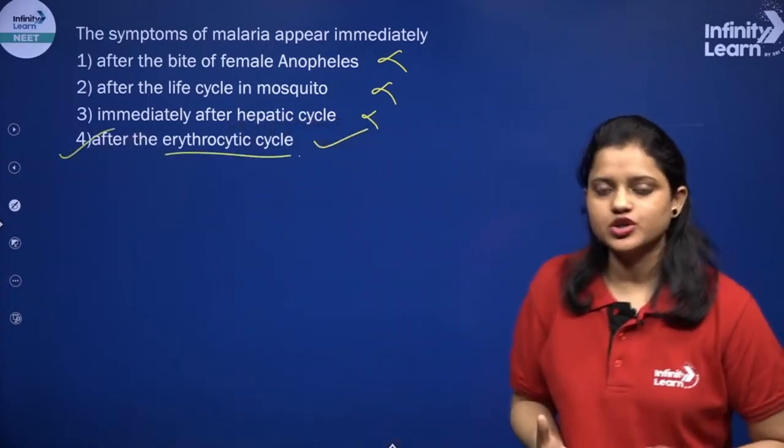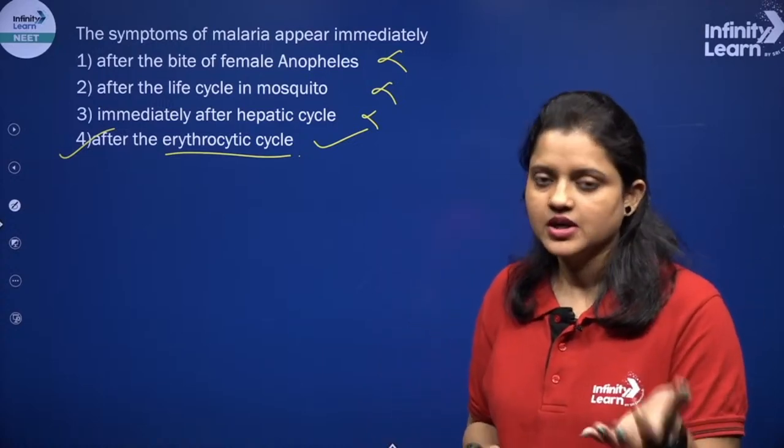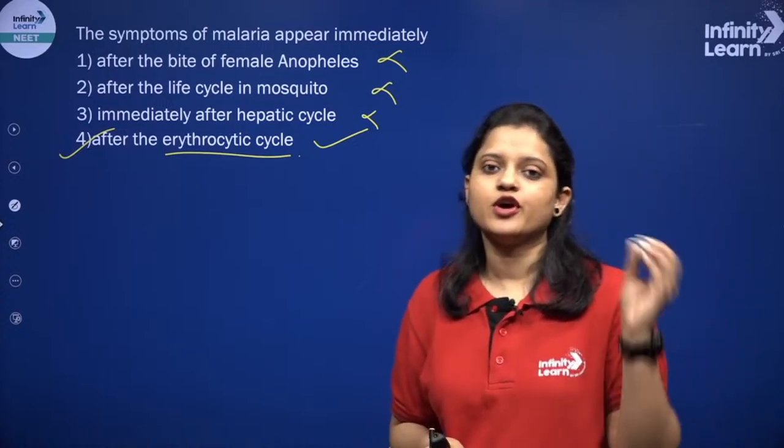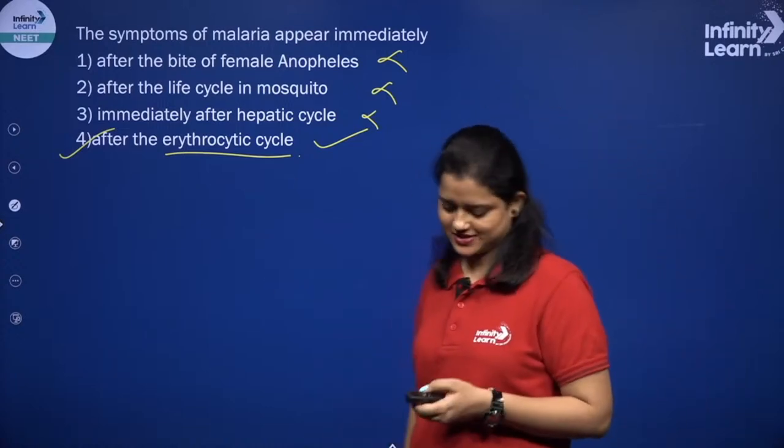When there is rupture of RBC, there will be release of hemozoin in the blood. Now this hemozoin is responsible for fever and chills. So your correct option here will be the fourth one, right?